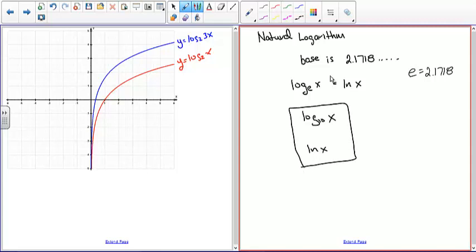Now, if you have a base other than 10 or e, you can still do it, but you have to use some properties of logarithms where you can change the base, which I think we get to in this class. If not, you'll get to it in calculus.